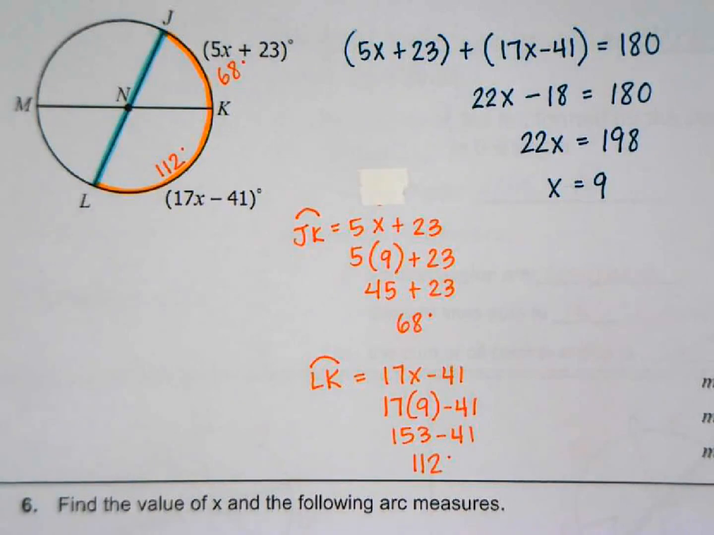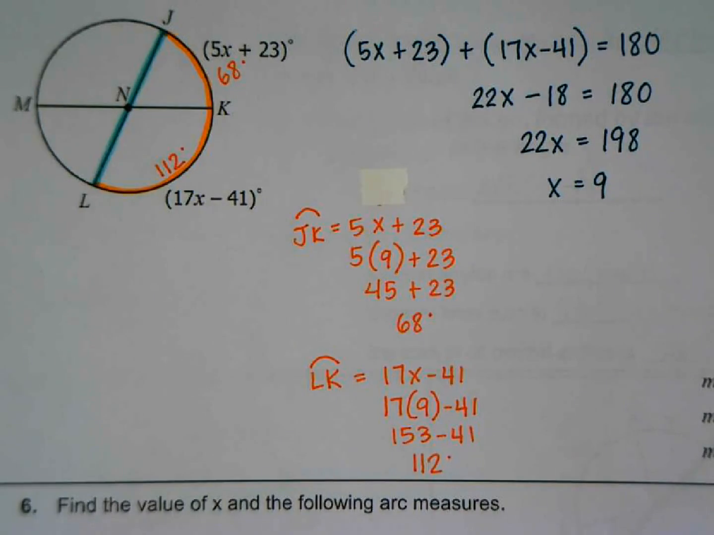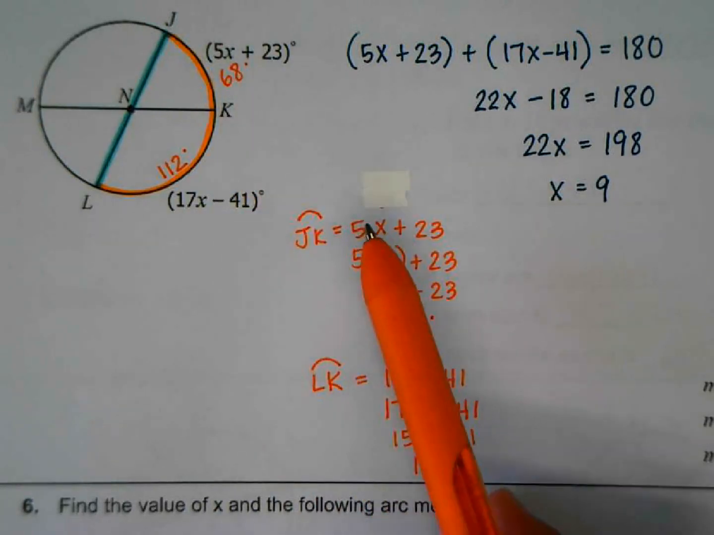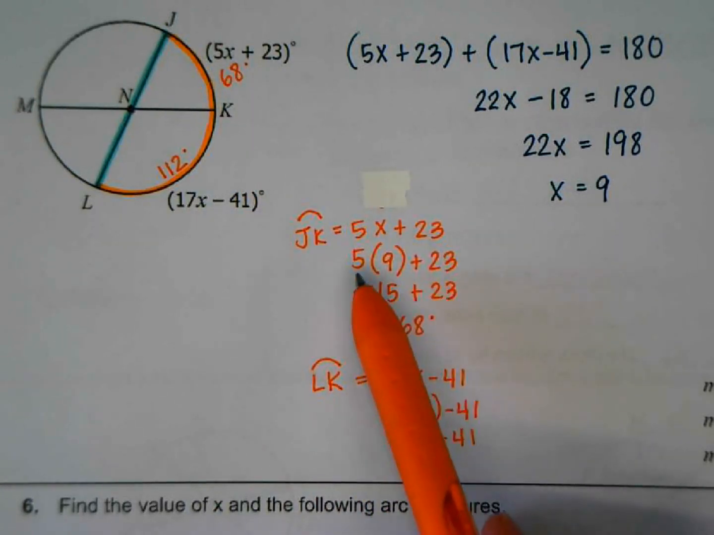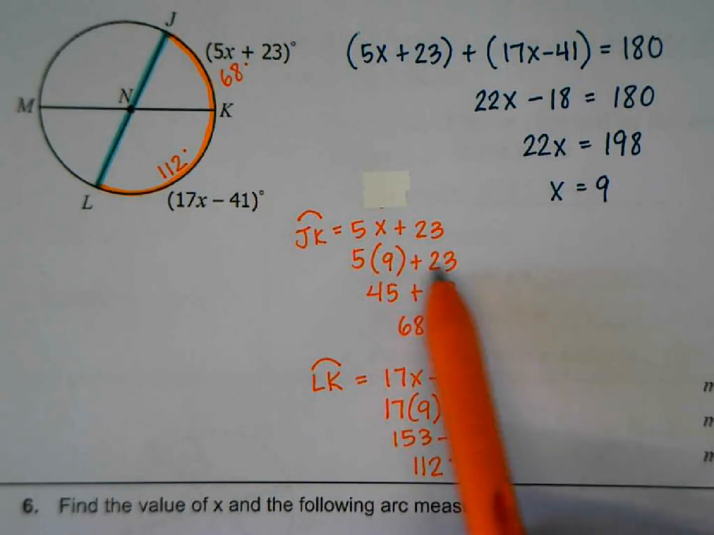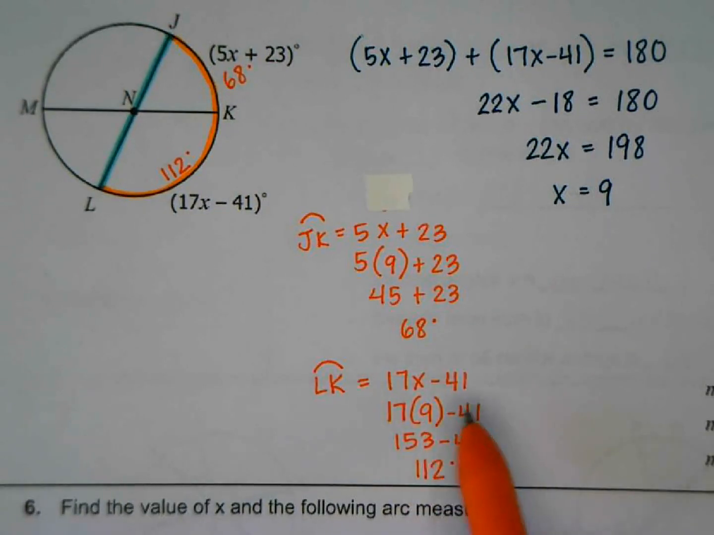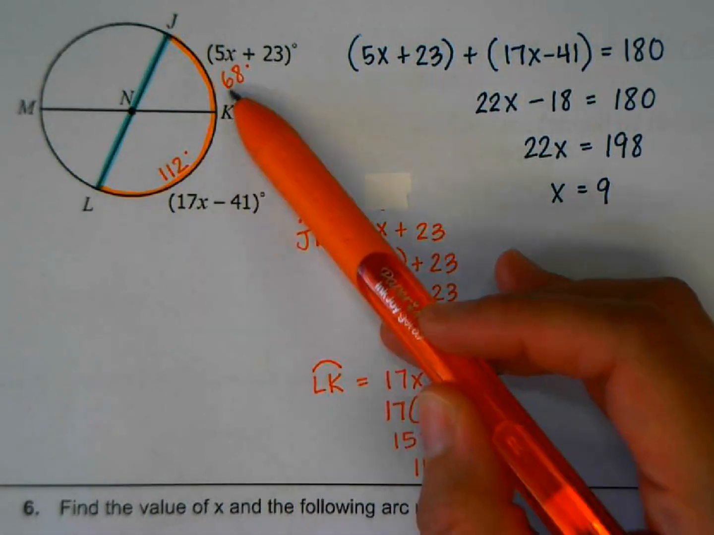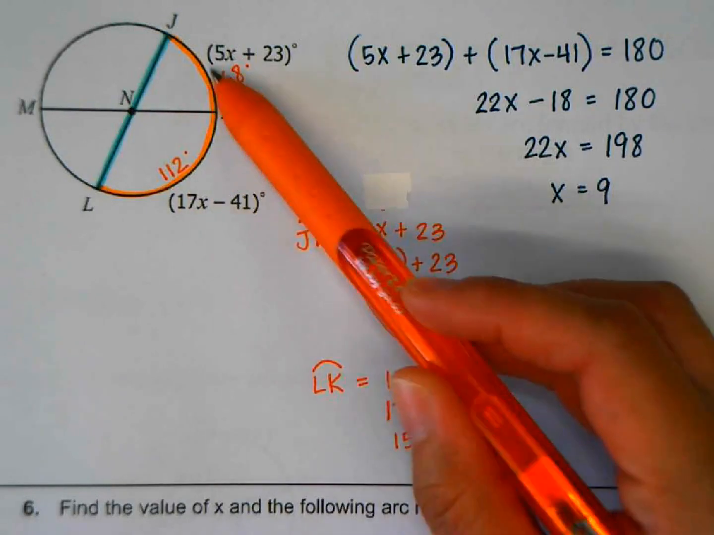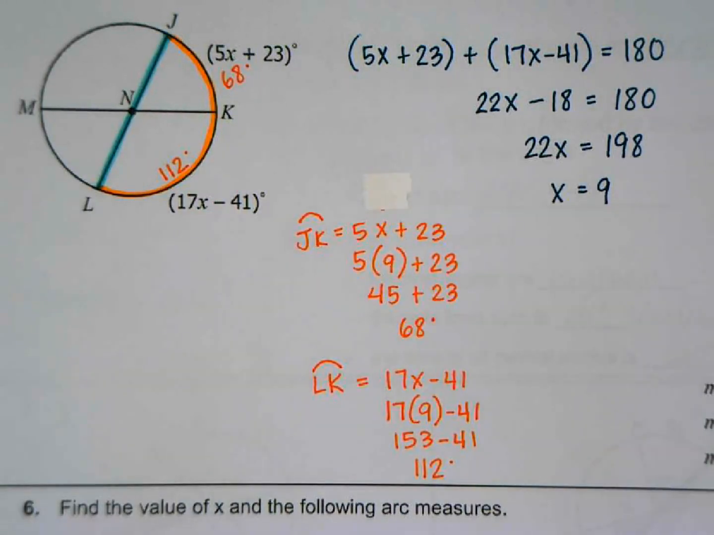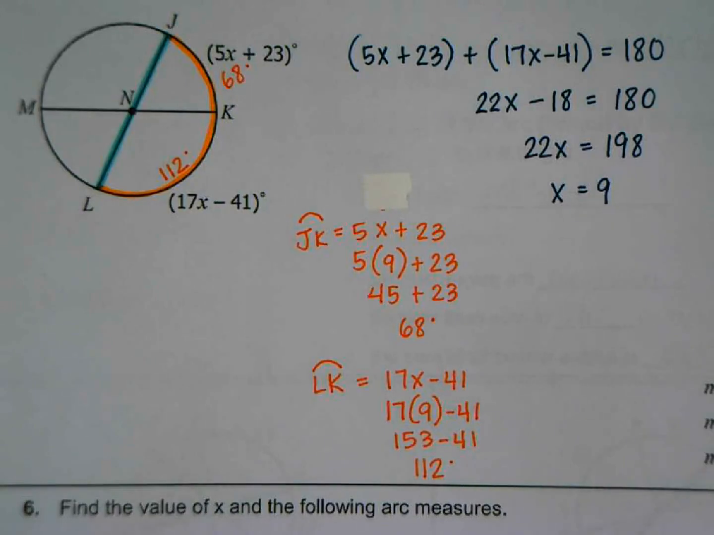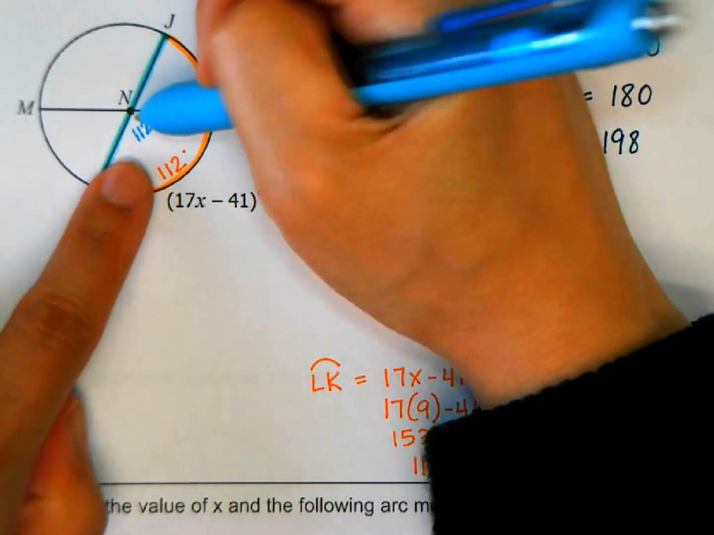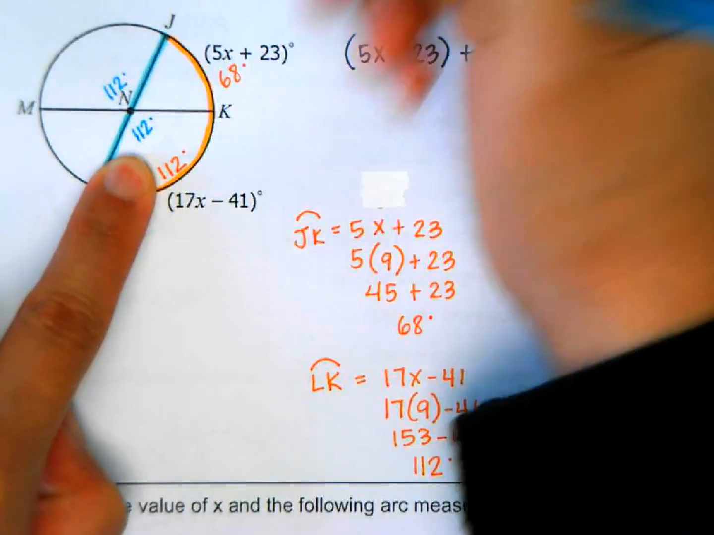So I plugged in 9 for here, 9 for here. You guys, the calculator could do all of this for you. So if you do 5 times 9 plus 23 in your calculator, you'll get 68. If you plug this in, you'll get 112. A great way to check your work is to just quickly add this up, make sure it adds up to 180, because if it doesn't, then something went wrong. So if this is 112, that means this angle is 112. We have a vertical angle situation, which means this arc is also 112.